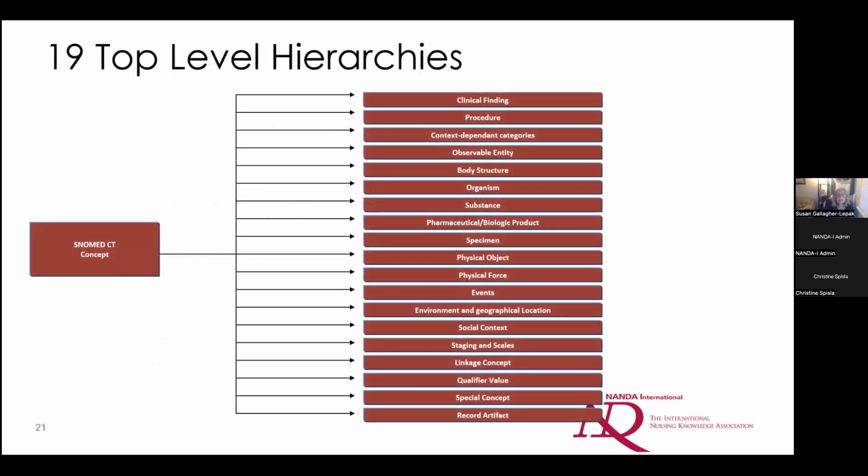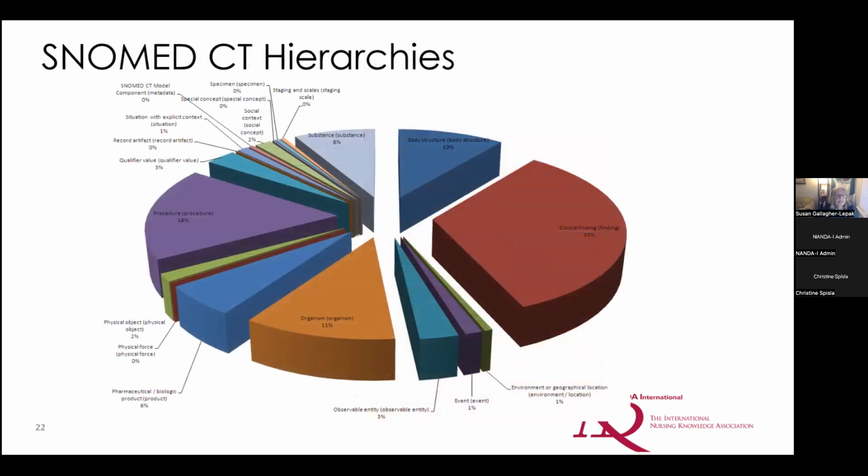So we've talked about concepts, we've talked about descriptions. Let's move on to hierarchies. SNOMED has 19 top level hierarchies. So I know what you're thinking, and those of us in the United States and South America, it's a little bit early to have to deal with 19 top level hierarchies. I understand that, and we're going to break this down because most of these hierarchies are there to support the main ones, and so I'm going to show you.